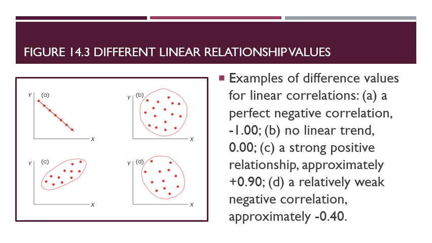Let's look at C. There is a pretty strong upward trend to these dots. The correlation may be 0.8, 0.9. If you put a line of best fit in there, all these dots would be very close to that line. Let's look at part D. This is kind of a weak correlation, but you can definitely see that if you put a line of best fit, it would be falling from left to right. So maybe a correlation of negative 0.4.